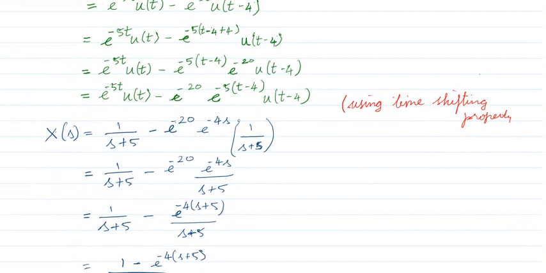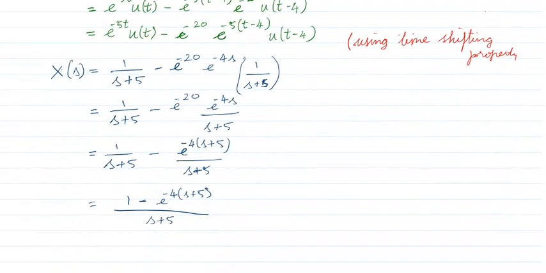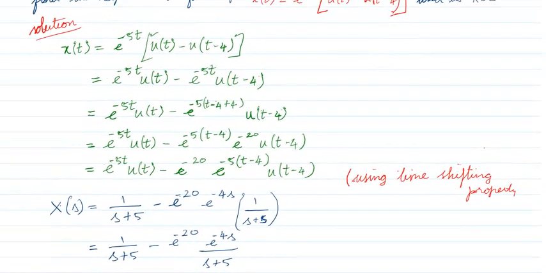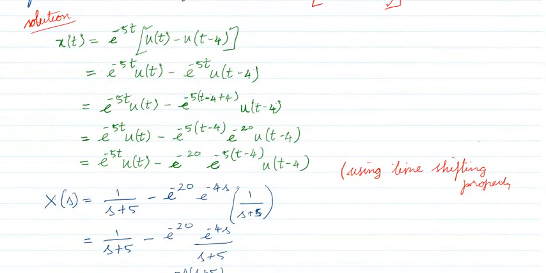Other things are just mathematical manipulation. I am multiplying inside, then taking minus 4 outside, so it becomes e power minus 4 into s plus 5. That's all. This is the way to solve, by applying the time shifting property. Remember, this step is very important.